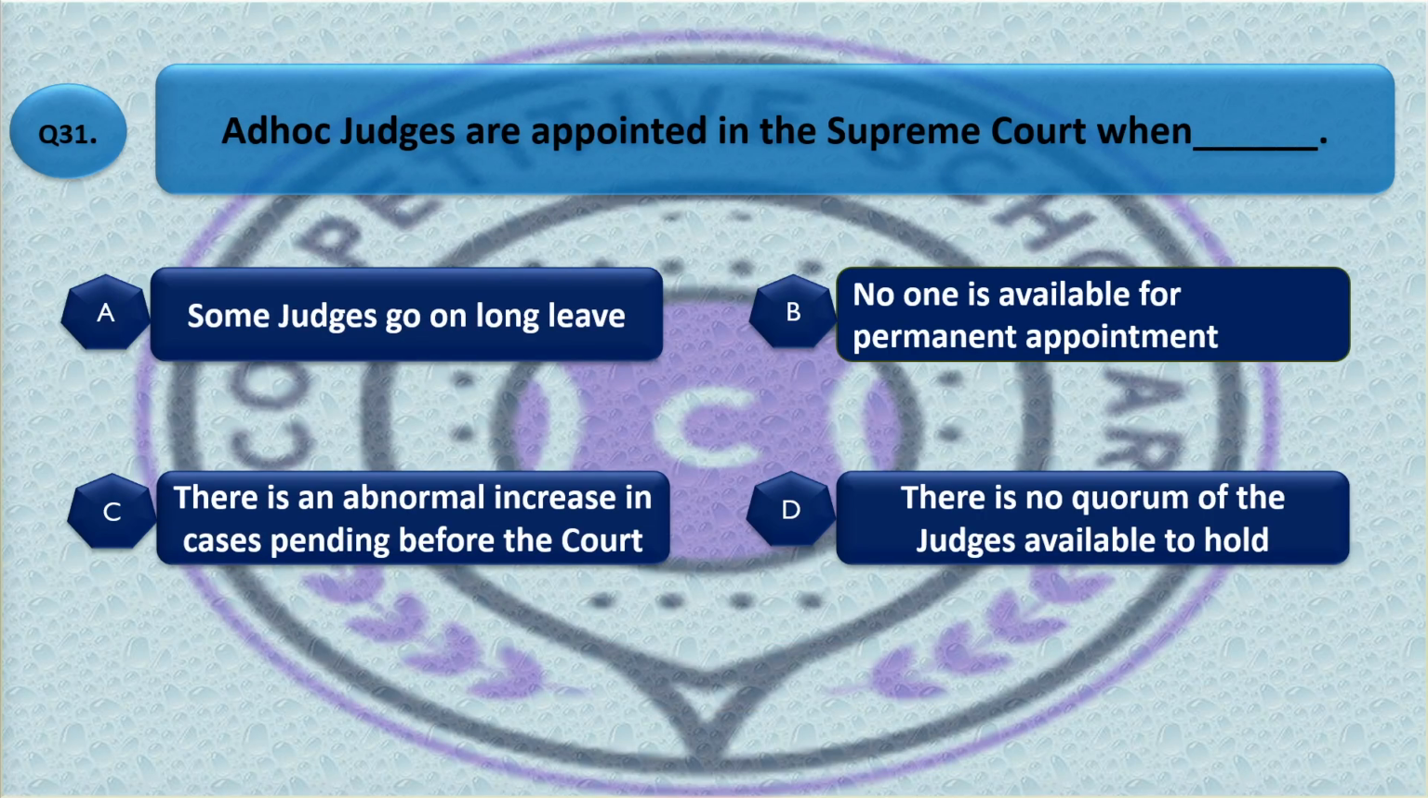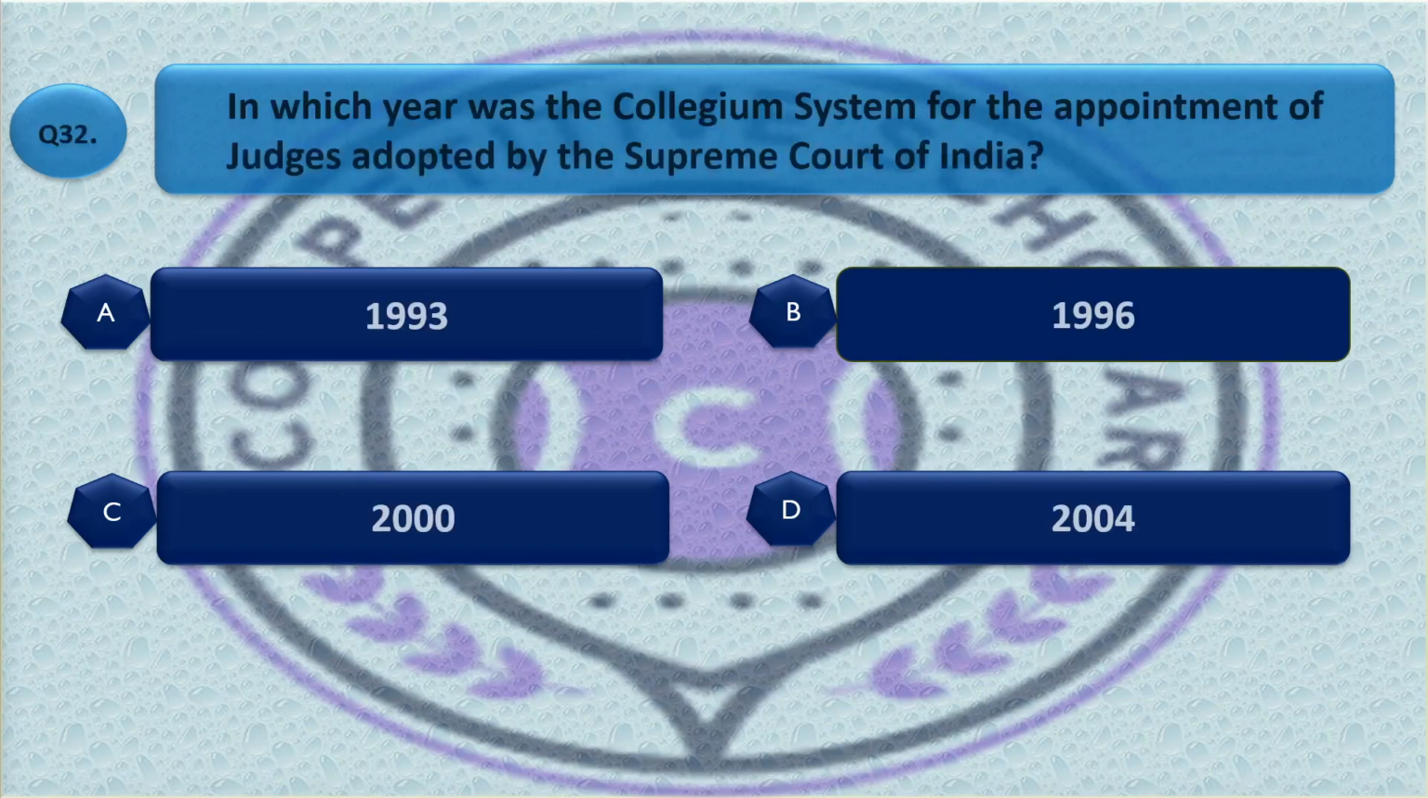Question number 31. Ad hoc judges are appointed in the Supreme Court when? Option A, some judges go on long leave. Option B, no one is available for permanent appointment. Option C, there is an abnormal increase in cases pending before the court. Option D, there is no quorum of the judges available to hold. Answer is option D.